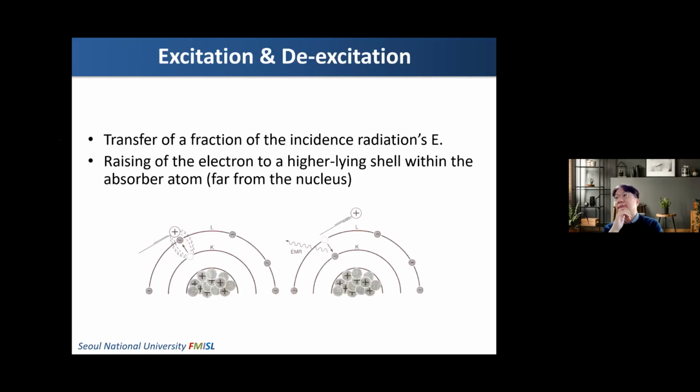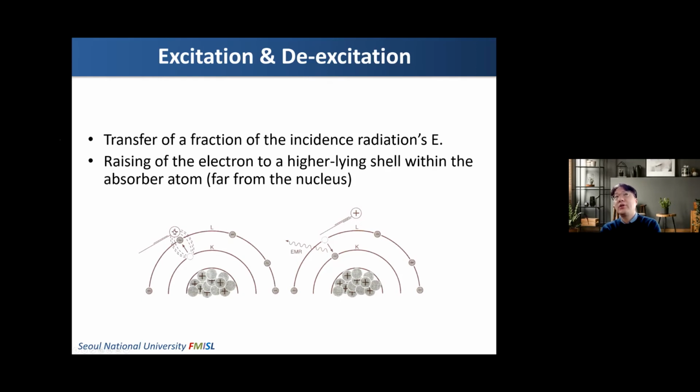Look at this slide. It shows how a charged particle induces an excitation, the first excitation of the orbital electrons. For example, a positively charged particle like an alpha ray or proton is coming from here, and it passes through next to the atoms like that.